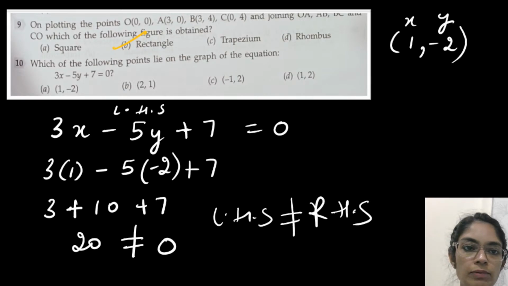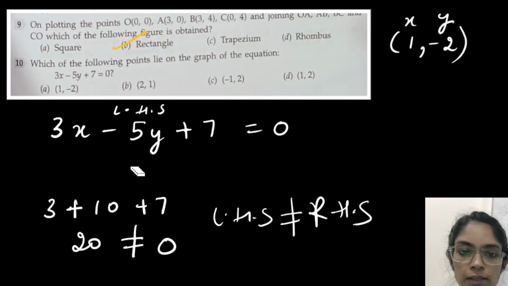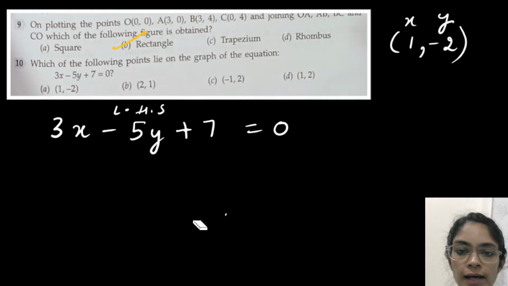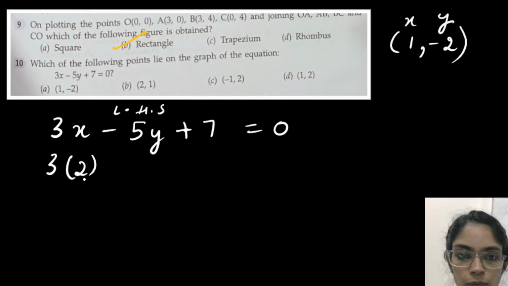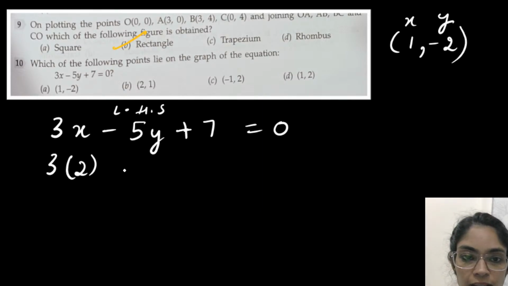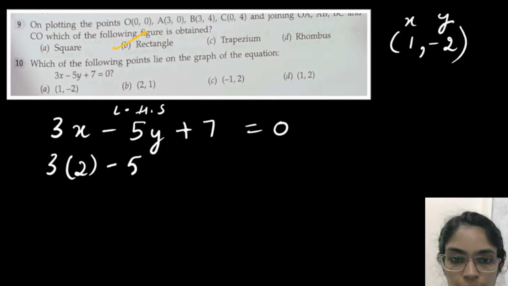So now we can just substitute the second one. So for the second one, the value of x is 2 and the value of y is 1. So 3 into 2, fourth option. Nikhil has given the answer, fourth option. Madhusudan has given option C. So let's check who is correct. Two different answers we are getting.